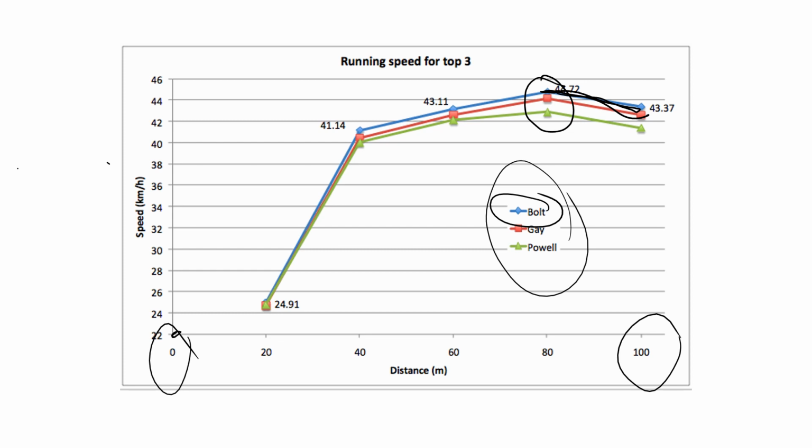What is happening around 80 meters? Well, I would ask you, how far into the race are these athletes at 80 meters, time-wise? They're somewhere around 8 seconds into the race, around 80 meters. Well, how could that then relate to the phosphagen system?